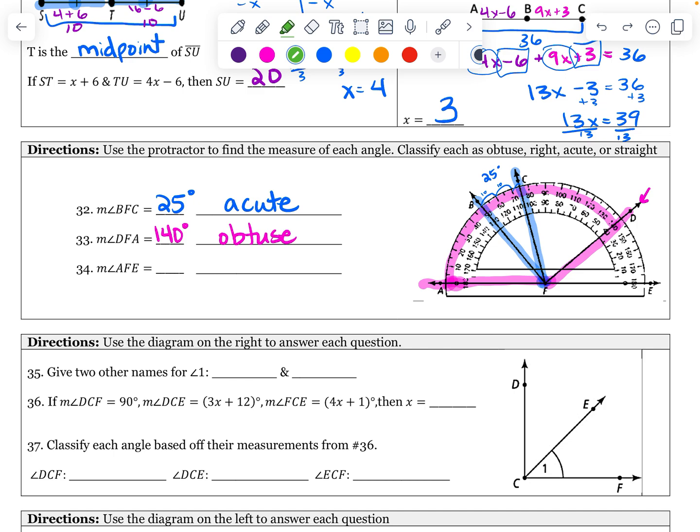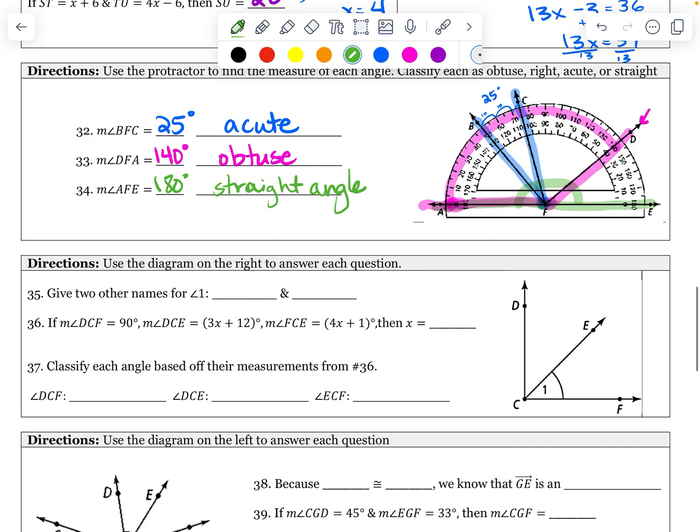AFE. A to F to E. Aha! That's a straight angle. It's going to be 180 degrees, straight lines. Spell it right. I'm going to keep going to this section.